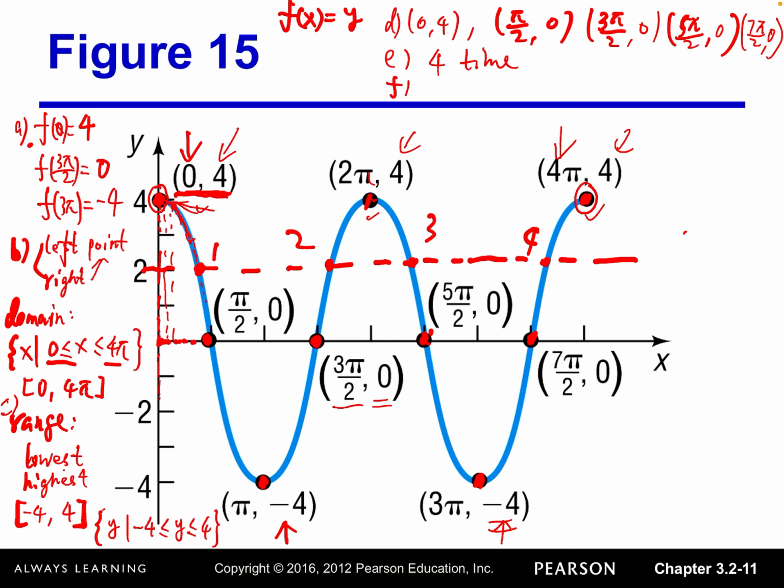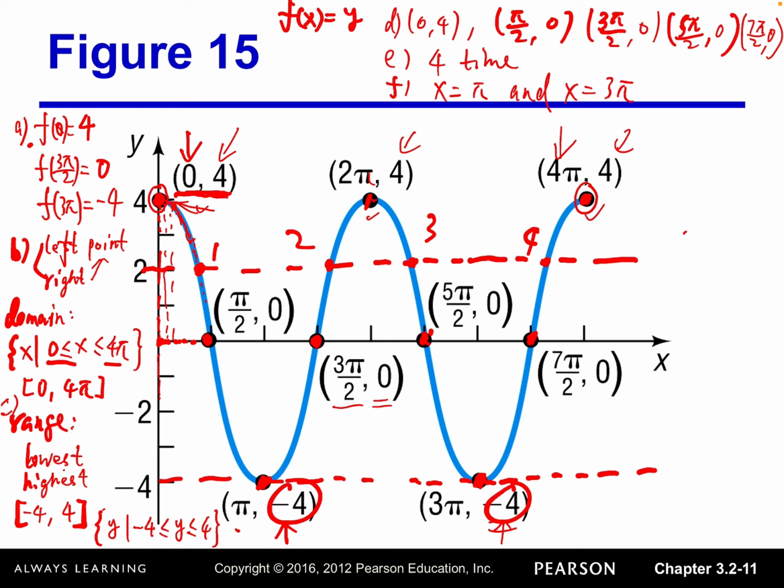And then question F: for what value of x does f of x equal -4? So now we're looking for y equals -4, and you can draw the y equals -4 line. That's another horizontal line. You can see those 2 points from the graph. When y equals -4, x equals what? Only 2 points satisfy this condition: when x equals pi and when x equals 3 pi, y equals -4. That refers to only 2 points.